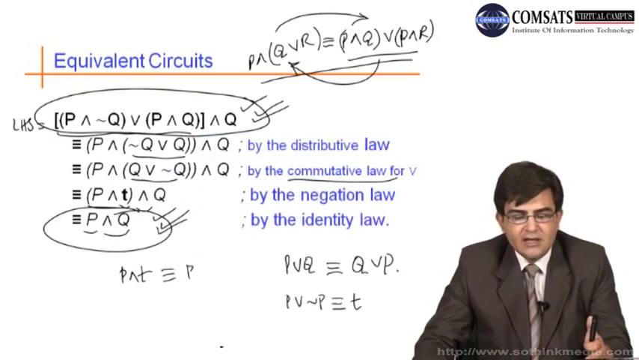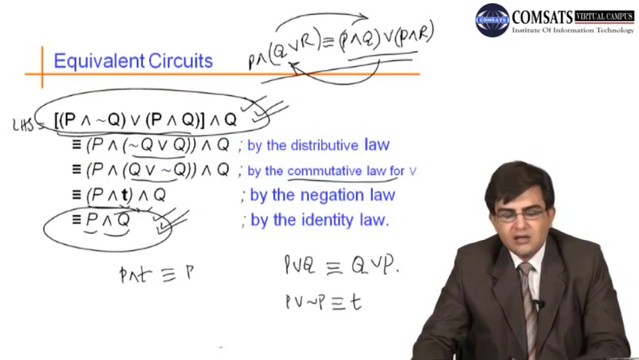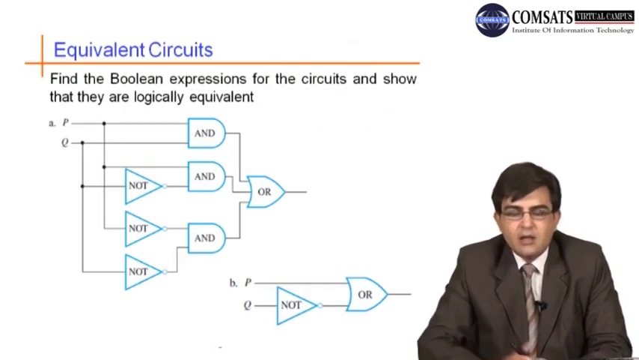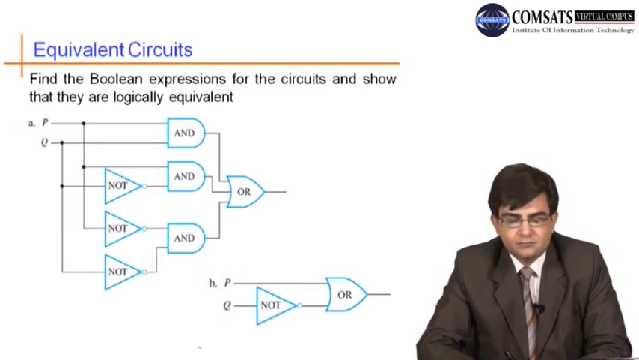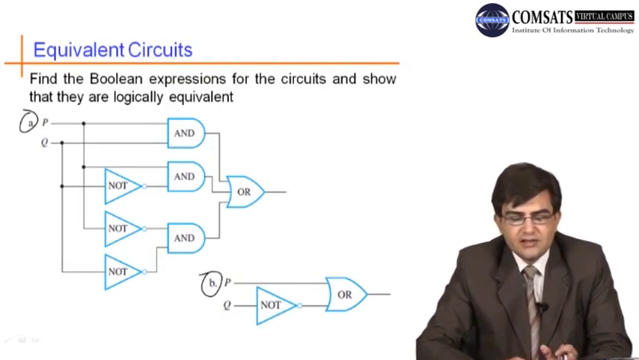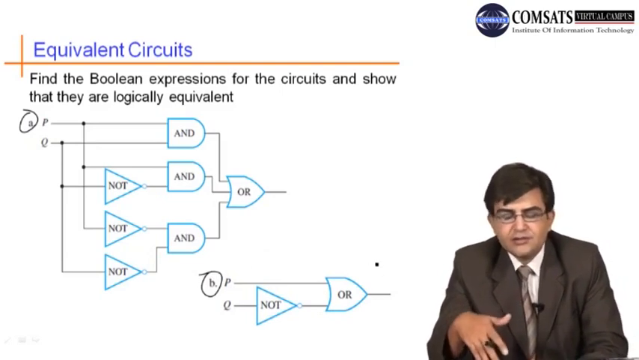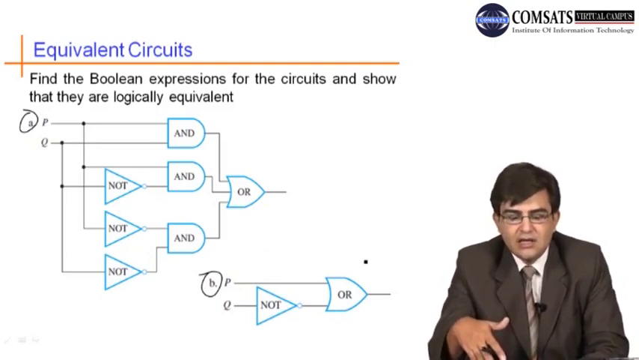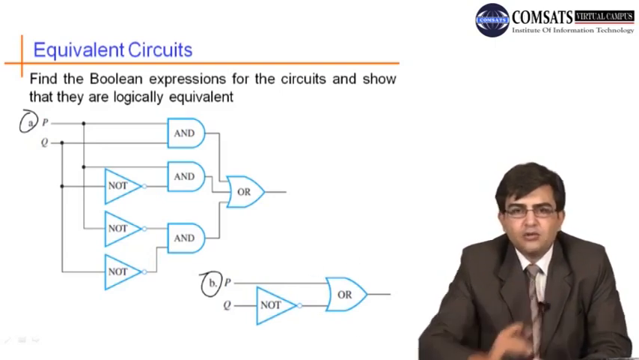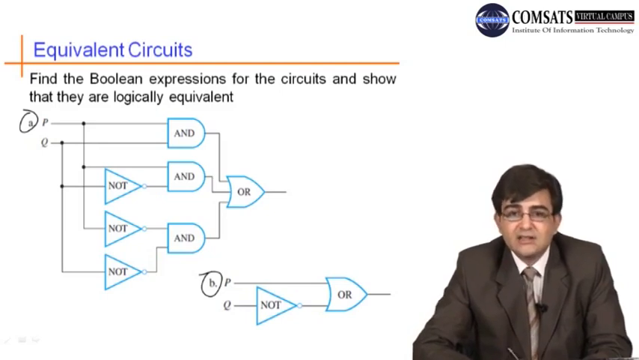We have proved here that this Boolean expression is logically equivalent to P and Q. So this is one way. What is the other way? Construct the truth table for both circuits, for the first circuit A and for the second circuit B. We construct the truth table by looking at the circuit. If the truth values of the truth tables of these circuits are identical, then we say that these two circuits are logically equivalent.